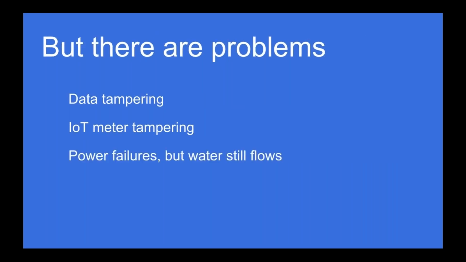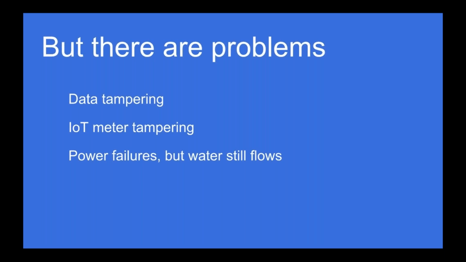But there are still problems. Some of the problems include data tampering, which means the data produced from these IoT meters needs to be stored somewhere, and the place at which the data is stored, the data can be manipulated. It could be tampered with. Somebody could report fake data points.